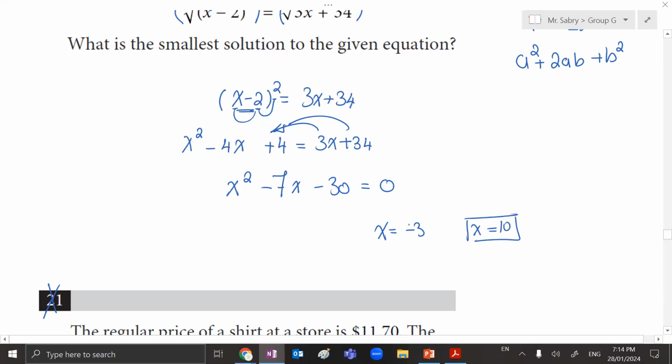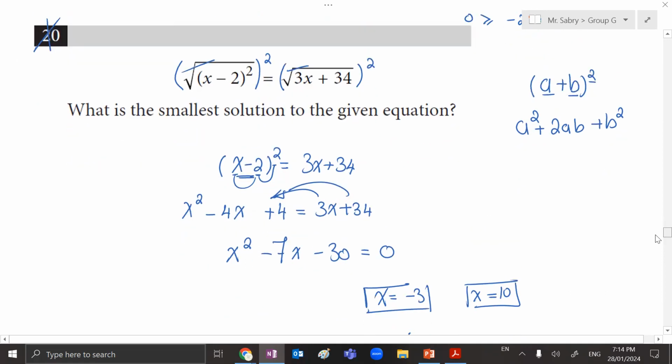Which one do I have to pick? They said I need to find the smallest solution. So I'll have to pick the negative 3, but not the positive 10. Does that make sense?